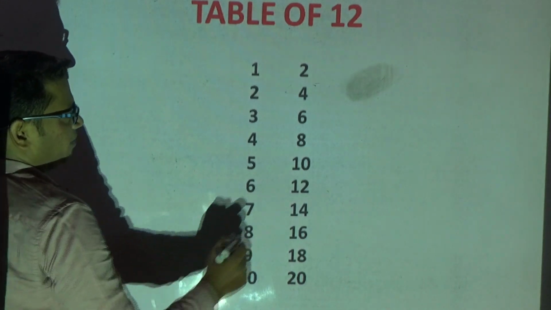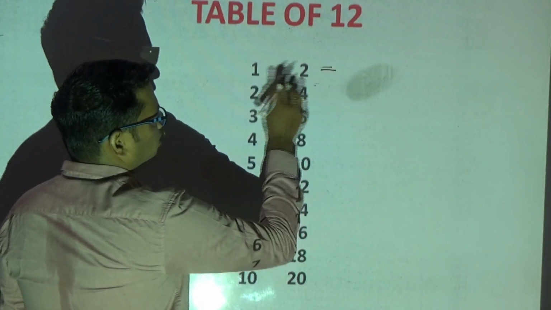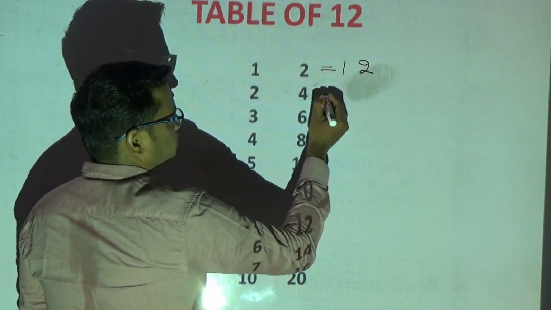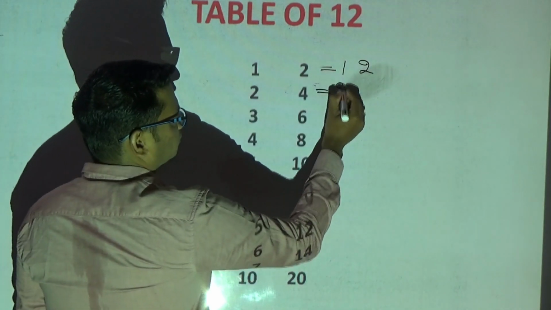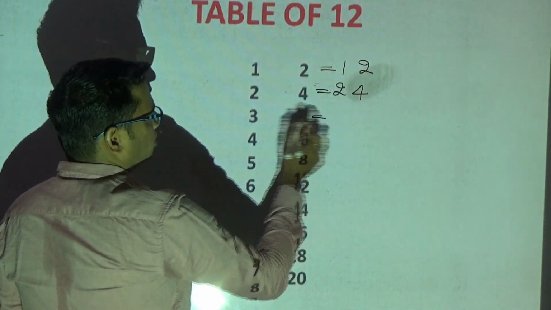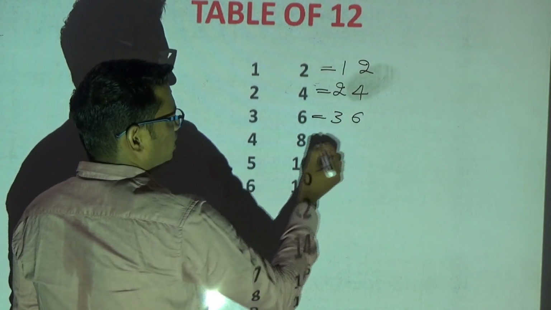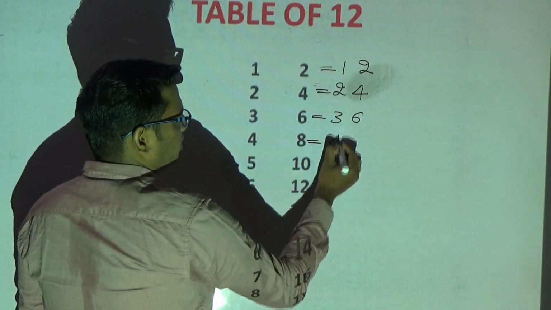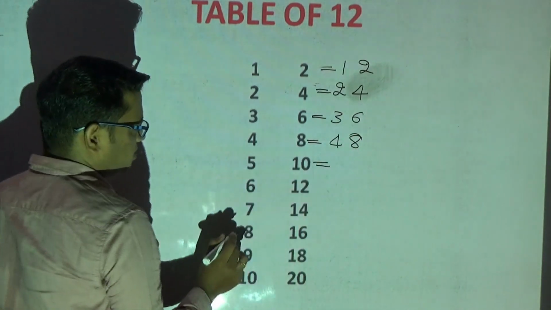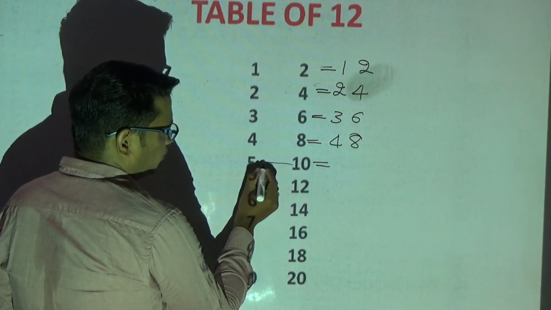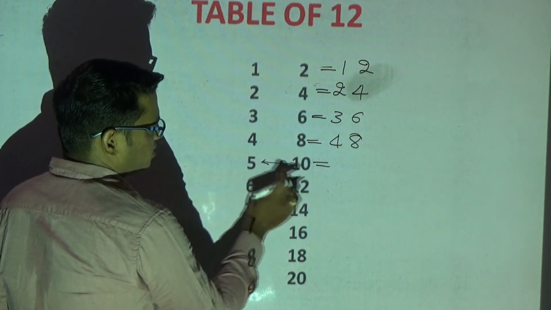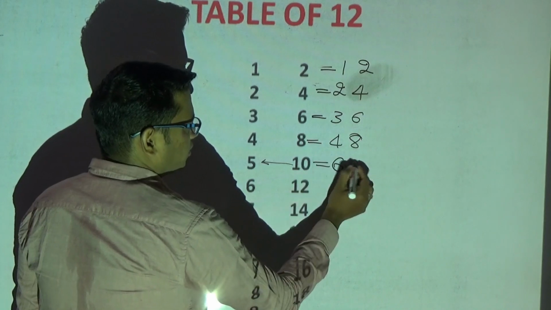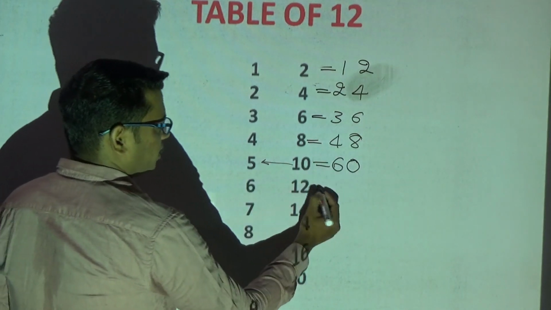Now I will construct the table of 12. Kindly observe. 12 ones is 12. 12 twos is 24. 12 threes are 36. 12 fours is 48. Now you observe here. This 1 I have to add with this 5. 5 plus 1 is 6. Okay. 0 you write as it is. 12 fives is 60.